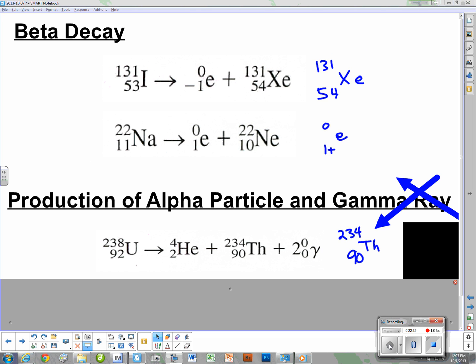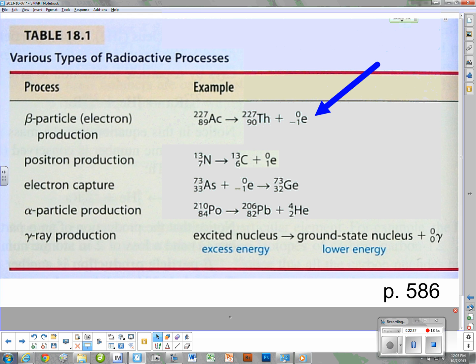So let's go ahead and do the last ones. Oops, that is the last one. So I hope you find this helpful. And here's a little chart that is on page 586 in the Zumdahl text. This is kind of a summary. You may wish to have this as a reference. Very nice reference chart. And that's it, folks. I hope you find this very helpful.